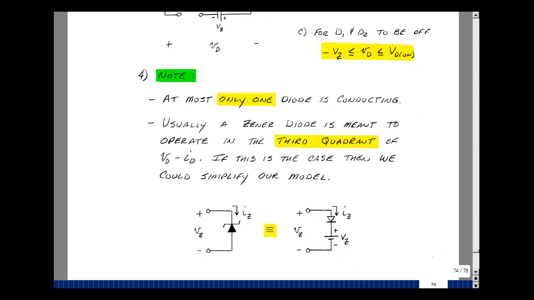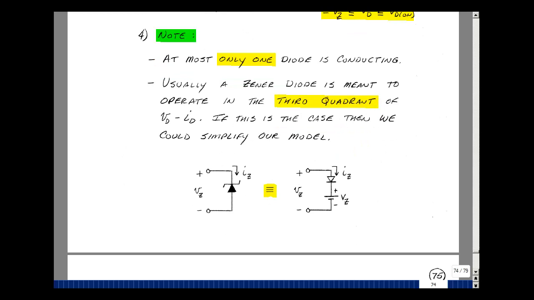Sometimes we just save ourselves a little bit of work by just using this as our model. But remember, there is something here in case current wants to flow in the other direction. So current can flow this way, and current can flow this way. I saved this till the end of the chapter because I know this is confusing.